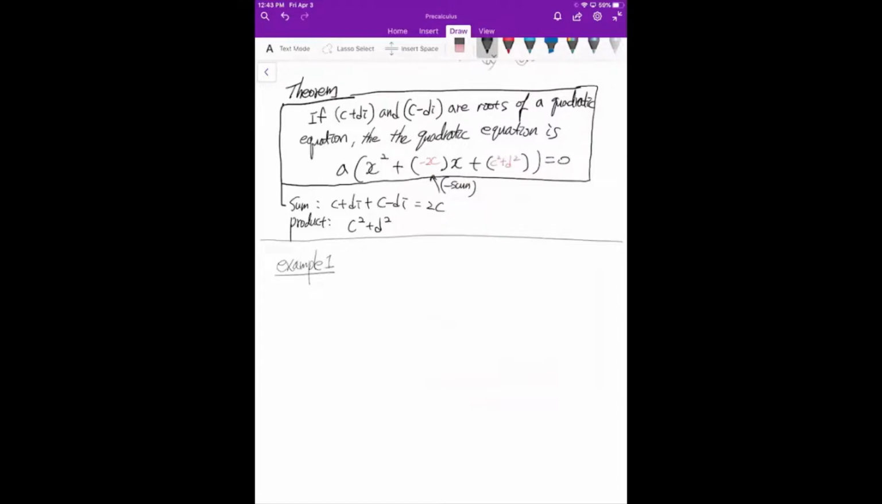Example 1. I want you to find all the quadratic equations with real coefficients if they have a root of 1 minus 2i. So find the quadratic equation if 1 minus 2i is a root. Okay, so if I have 1 minus 2i as a complex root, what's another possible root, guys? We just talked about it in the theorem. x1 is 1 plus 2i. Very good.